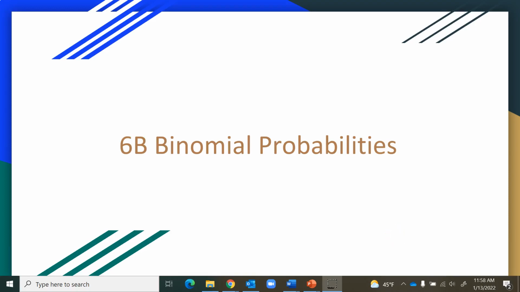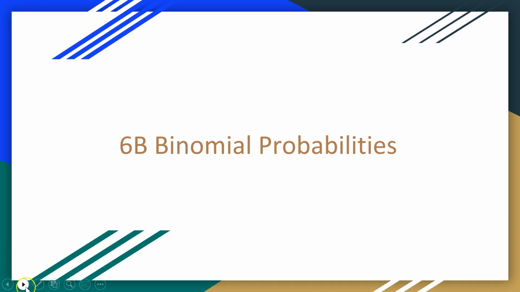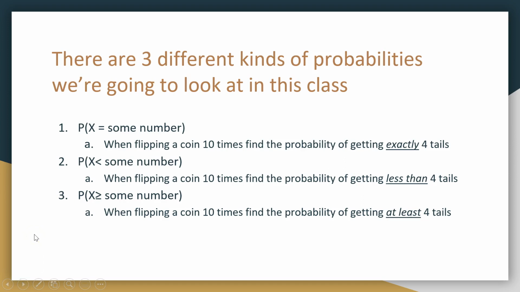6B, we're going to talk about binomial probabilities. In our last lesson, we talked about looking at an experiment and saying whether or not it was a binomial experiment. Now we're going to look at some binomial experiments and actually calculate probabilities. So, 3 different kinds of probabilities that we're going to look at.